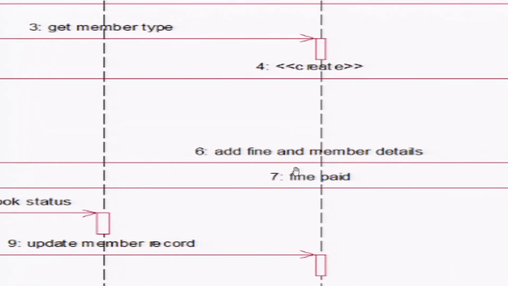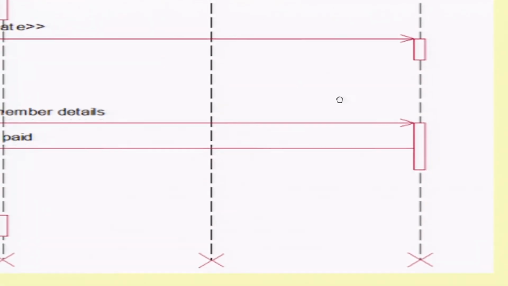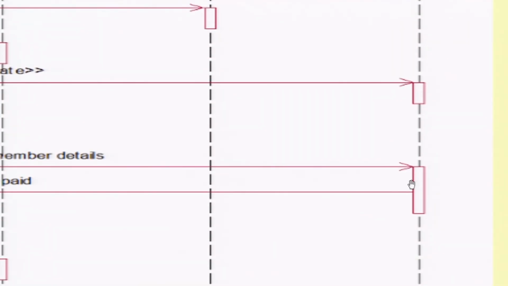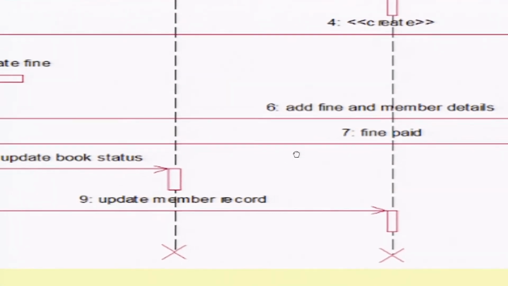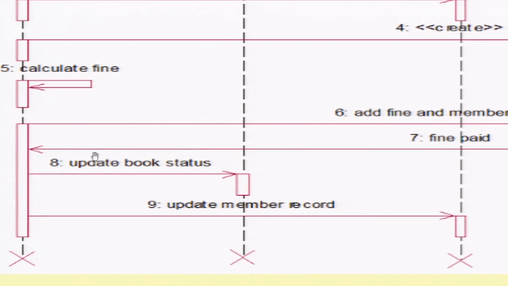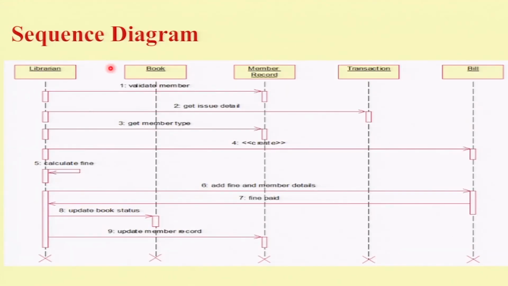So he will be adding the fine and the member details, and this will be stored in the billing details. Then he will be giving the fine details, and after collecting the fine he will be updating the book status, and as well updating the member records. So this is about the sequence diagram.